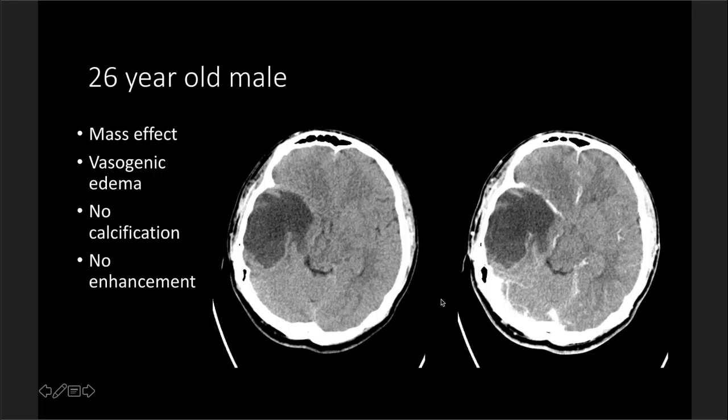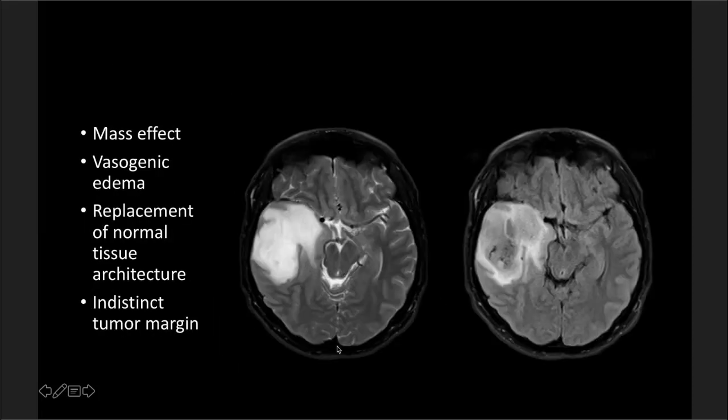On MRI, we have T2 and T2 FLAIR. Again, we have this large T2 hyperintense mass occupying the right temporal lobe. It's expanding the right temporal lobe, causing mass effect, displacing the frontal lobe and the midbrain. The mass has vasogenic edema, so we can see that again on the MRI. Vasogenic edema sparing the cortex.